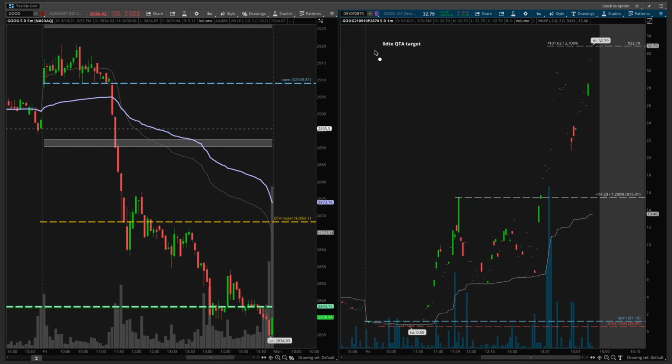So this was the Quant Trading App target. So using this as your strike price right here, so 28.70. Using 28.70 as your strike price, we're talking about options going from the lows of 55 cents all the way up to $32 by the close. That is just insane.